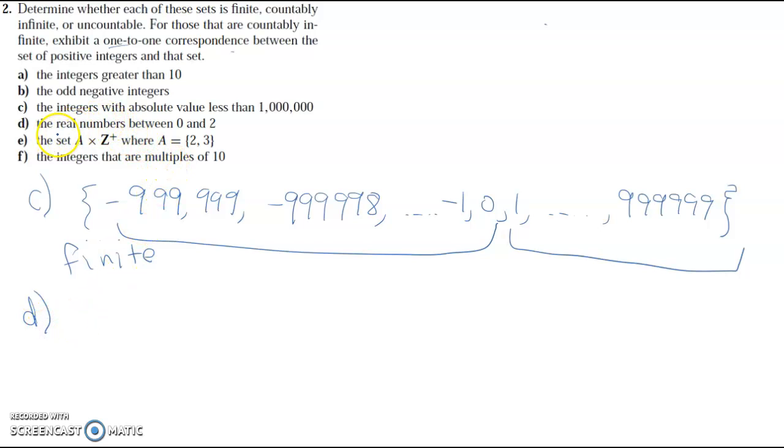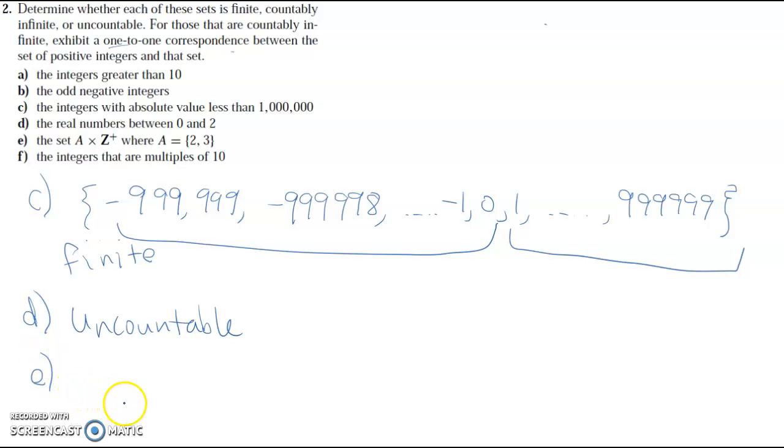All right, so let's talk about D, the real numbers between 0 and 2. So this is uncountable, and you can prove this using diagonalization, which is illustrated in the book. I can also post additional resources under the additional resources folder. I can post a video that proves how real number sets are uncountable, and it uses diagonalization.